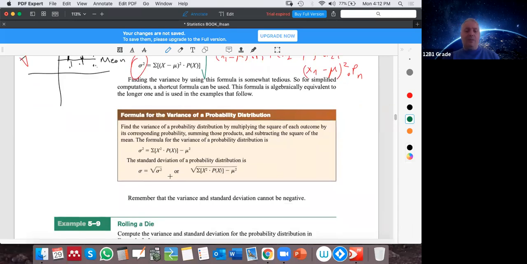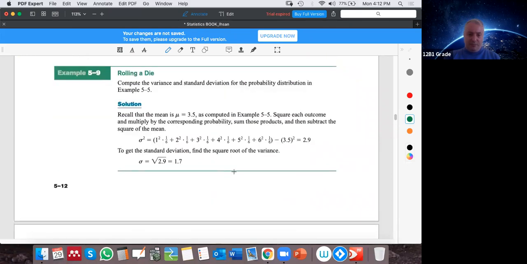And then it will be the formula x squared times p(x) minus mu squared. It's another formula. So this is also variance. And the square root of variance is the standard deviation. So variance is, by the way, x squared times p(x) as a table when we do this. And then finally, minus mu squared.